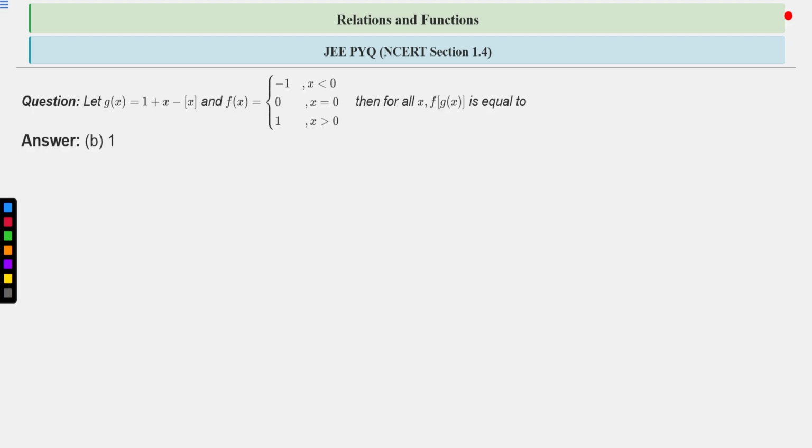Let us see the solution part. Since we know that x minus greatest integer function of x is equal to the fractional part of x, right? And the fractional part of x is always between 0 and 1.